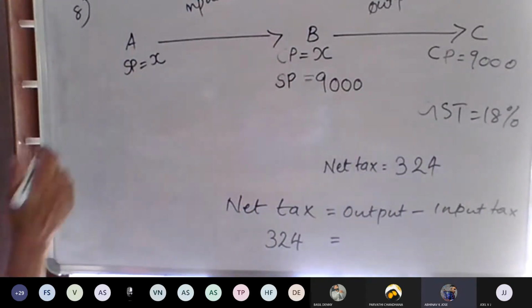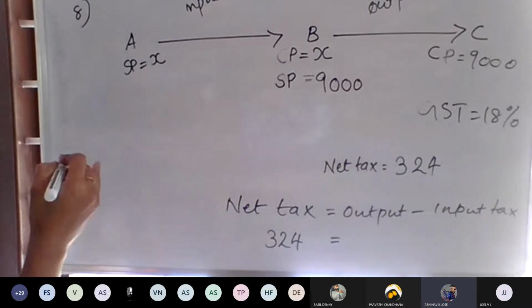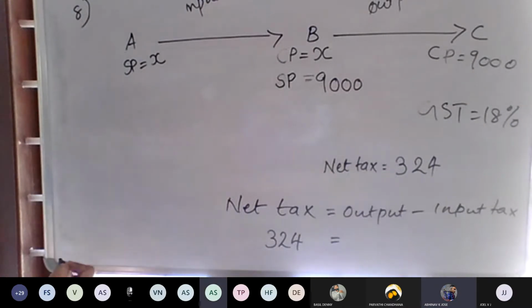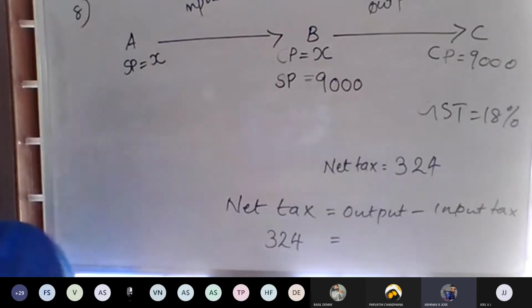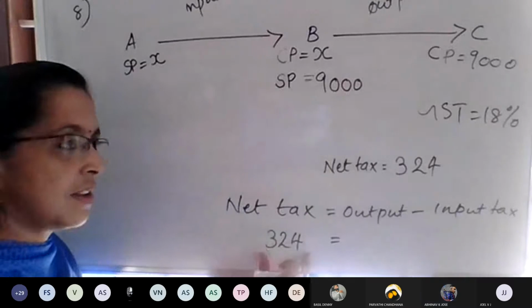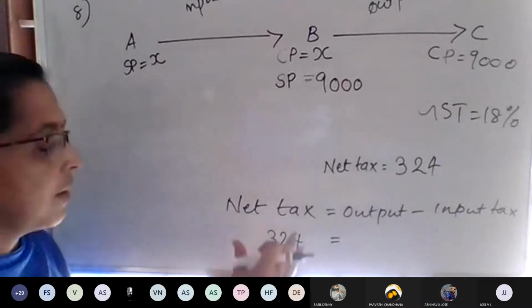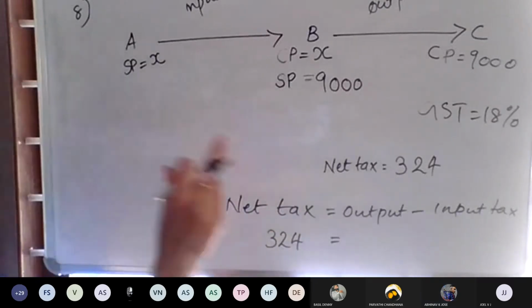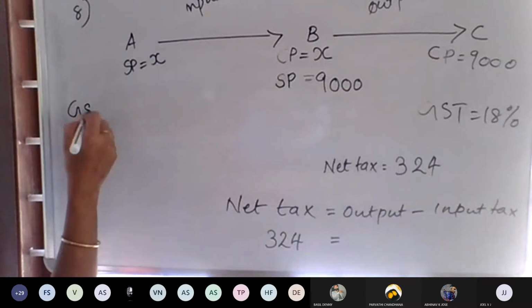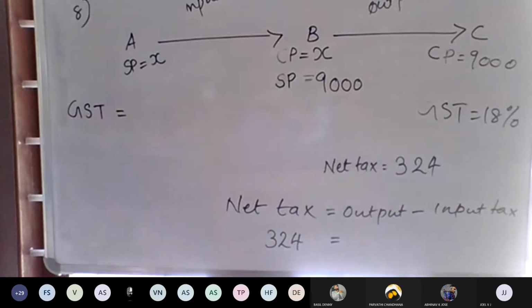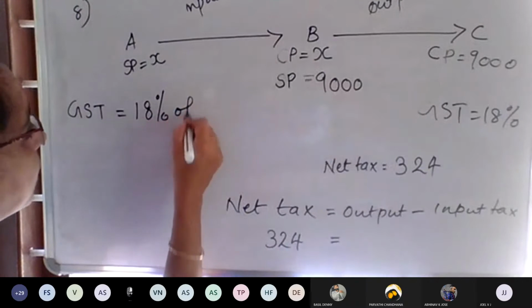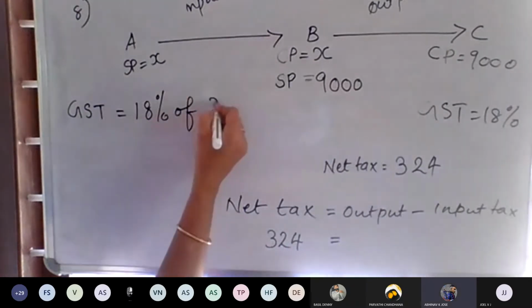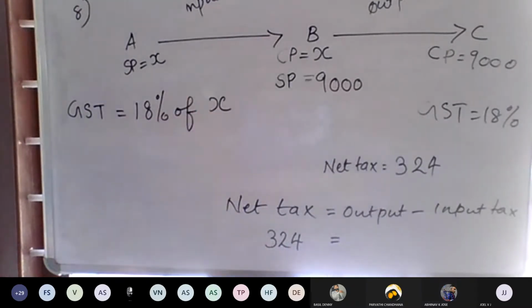So how can we find GST? We are not writing IGST or SGST or CGST, because in our question it is given as GST itself, so we can substitute that GST as 324. Simply GST. We can find it in percentage form as 18% of X. Understood?